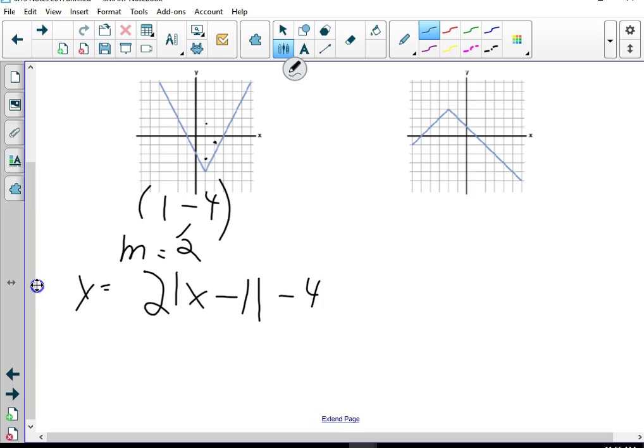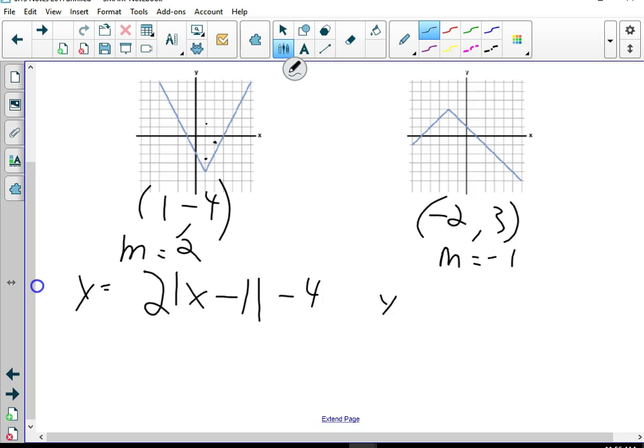That's it. Okay, what's the vertex of this one? Negative 2, positive 3. That's the vertex. And let's look at the slope. So it looks like it's 1, 1, 1, 1. It looks like it's just 1, right? It's going down, so it's negative 1 slope.